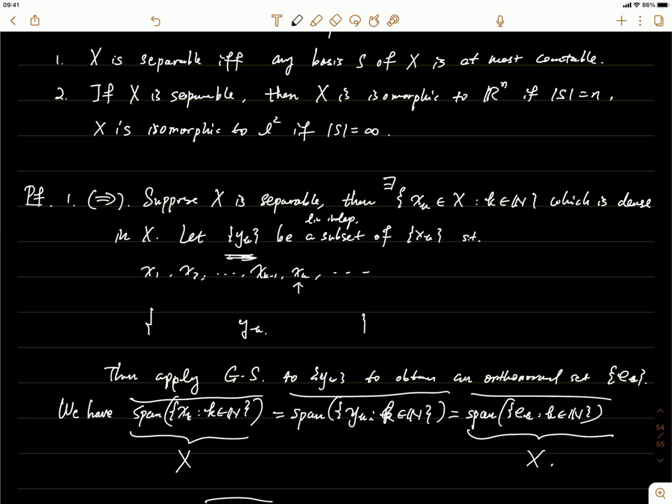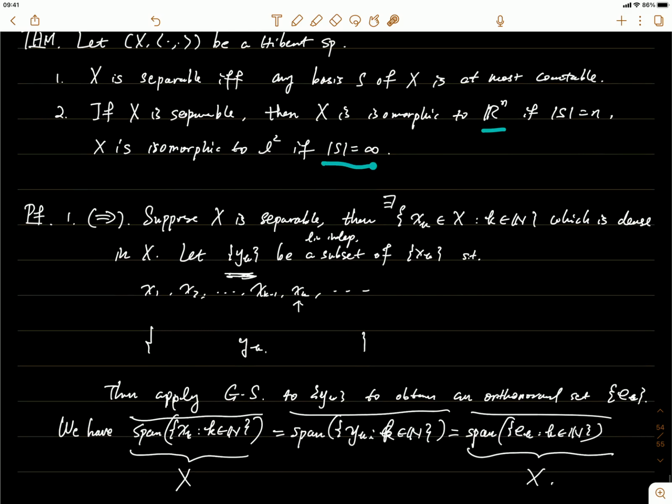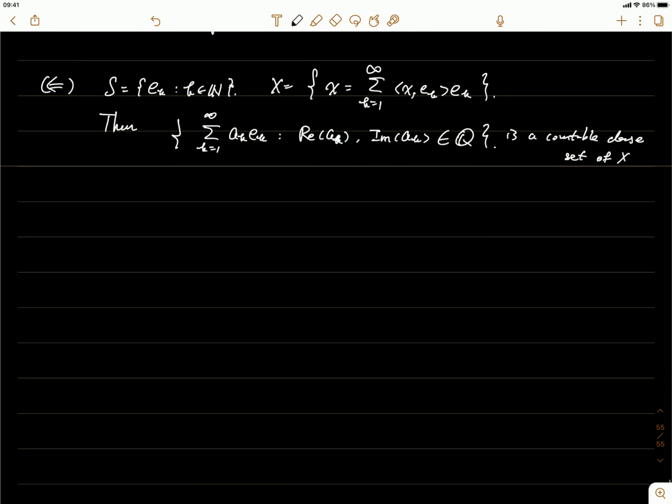For example, if S is finite, that means we can find a basis with only e1 through en, and then we can make an isomorphism between X and this Xn. And also if S is infinite, we can make an isomorphism from X to L2. Let's just say the second case is probably non-trivial.